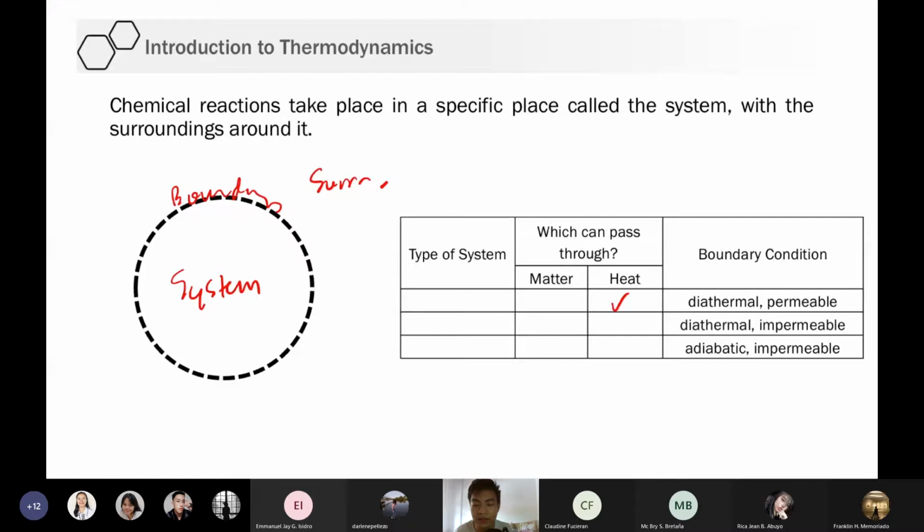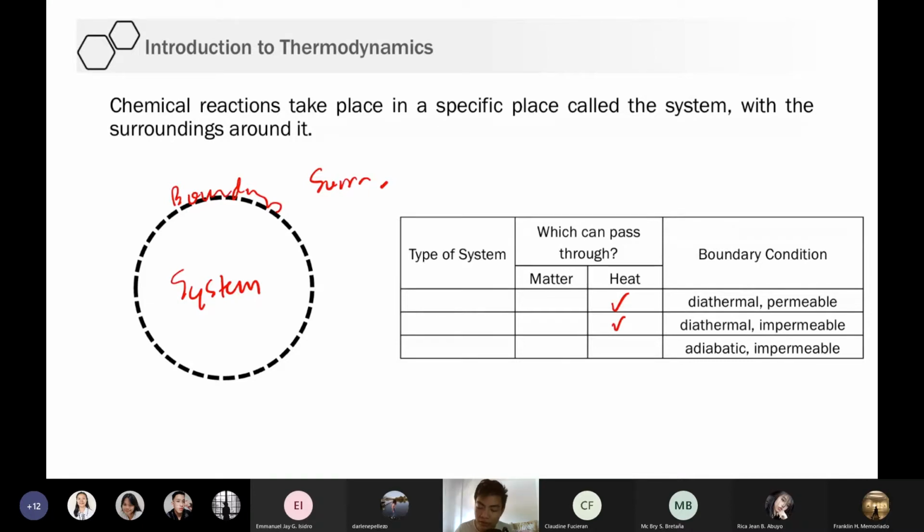Another example would be yung baso. Okay, 'di ba pag may mainit kang tubig, lagyan mo yun sa baso. Mafe-feel mo mainit yung labas ng baso, 'di ba? Kahit nasa loob yung tubig. Because yung baso, that itself is a diathermal boundary. Okay? So diathermal boundary, those are boundaries that let heat pass through. So pwede tumagos yung init doon. Okay? So basta makakita kayo ng diathermal, heat can pass through.